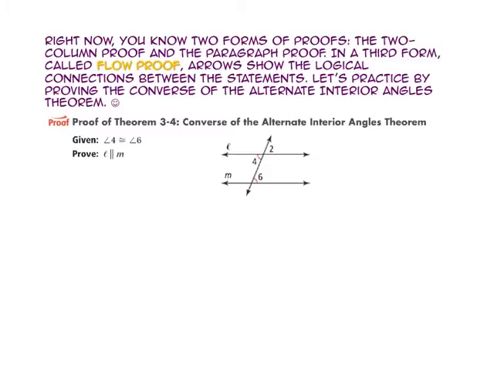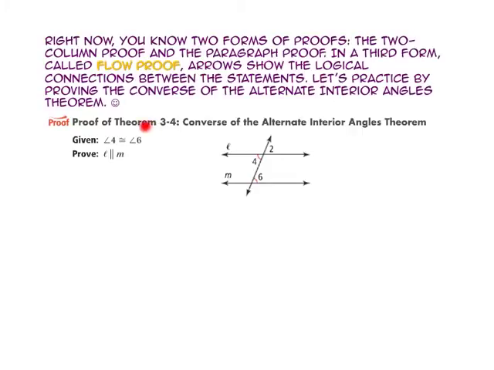Right now, you know two forms of proofs, the two-column proof and the paragraph proof. In a third form, called the flow proof, arrows show the logical connection between the statements. Let's practice by proving the converse of the alternate interior angles theorem.